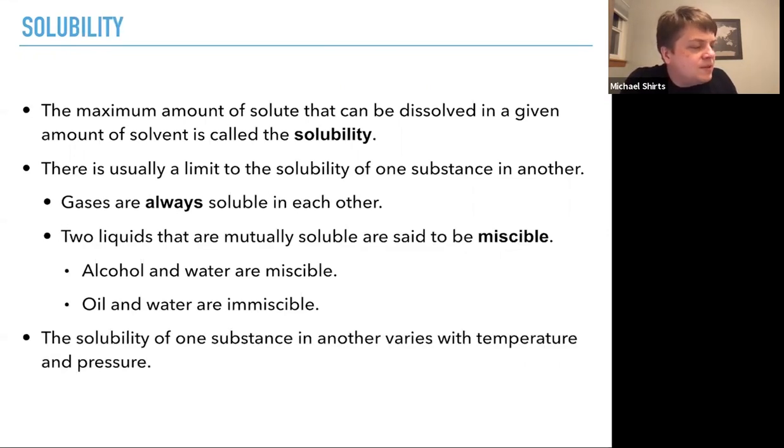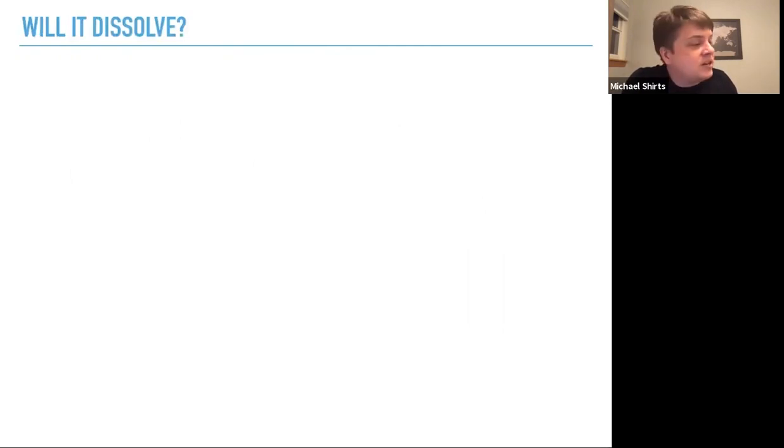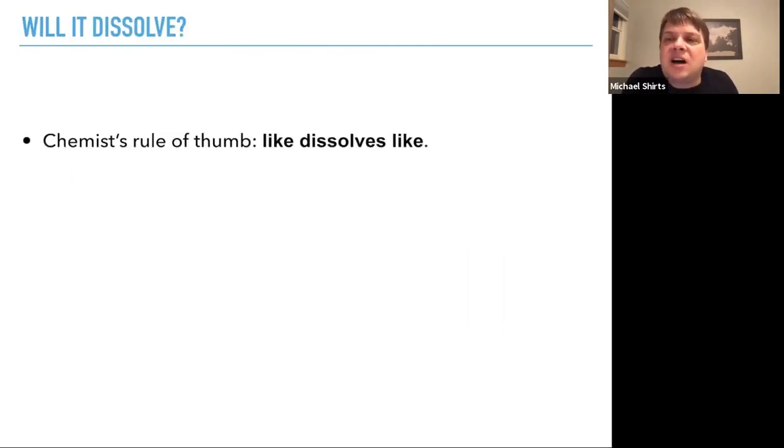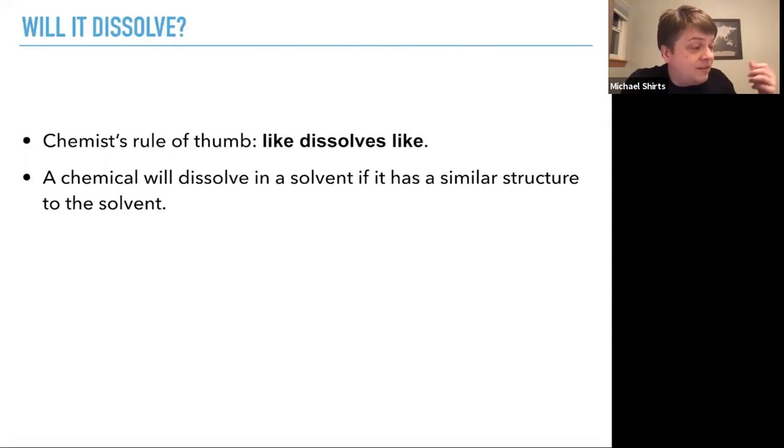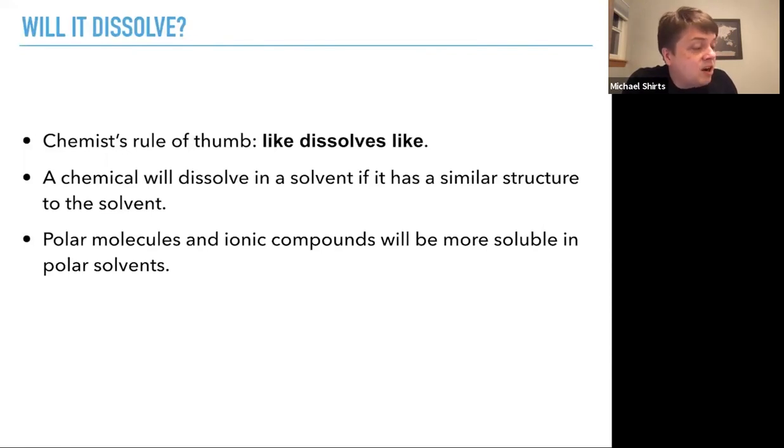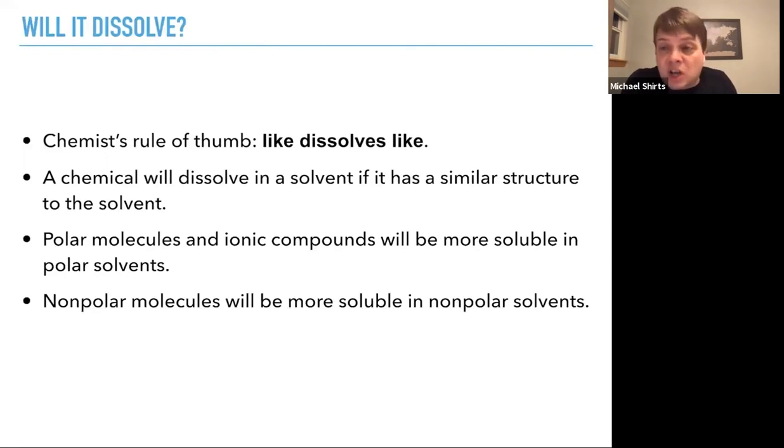The solubility of one substance in another varies with temperature and pressure, and we'll talk a little more about this in another segment. So, will it dissolve? That's always the question. The chemist's rule of thumb is like dissolves like. You will dissolve in a substance that has similar types of intermolecular interactions as you. If you're polar, you're probably going to dissolve in polar solvents. If you're nonpolar, you're probably going to dissolve in nonpolar solvents. A chemical will dissolve if it has a similar structure to the solvent and forms similar types of interactions. Polar molecules and ionic compounds will be more soluble in polar solvents. Nonpolar molecules will be more soluble in nonpolar solvents.